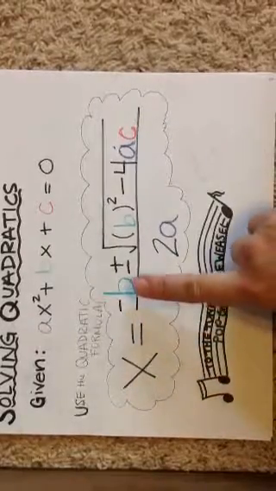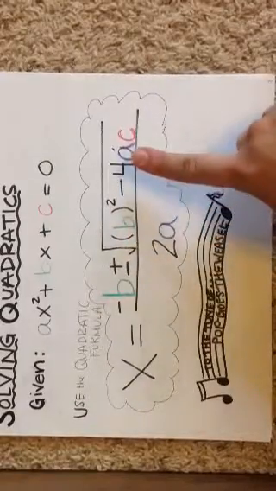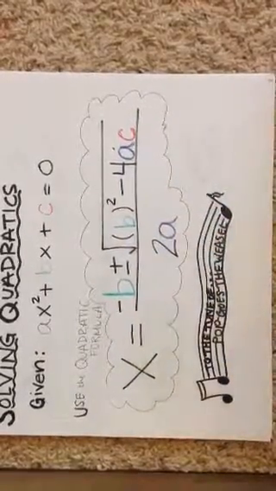X equals the opposite of b plus or minus the square root of b squared minus 4ac all over 2a.